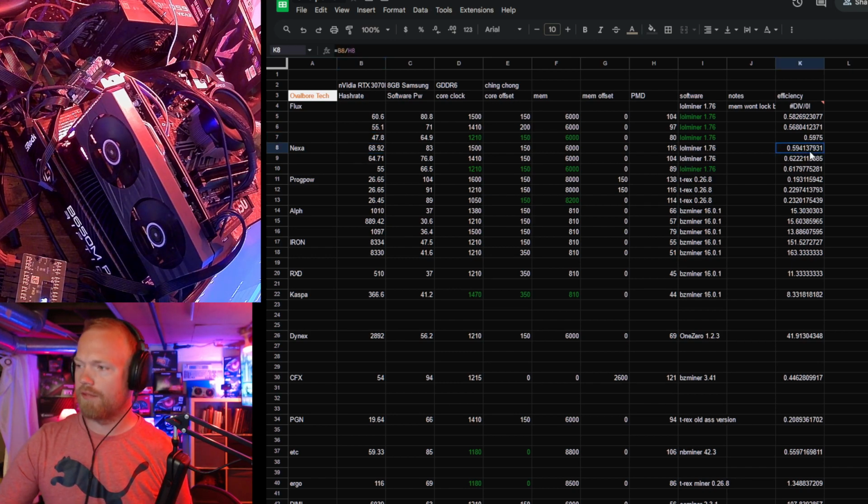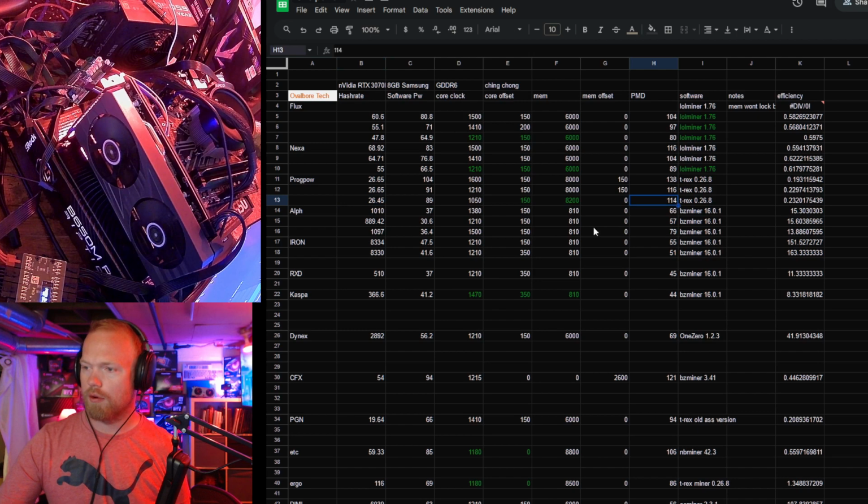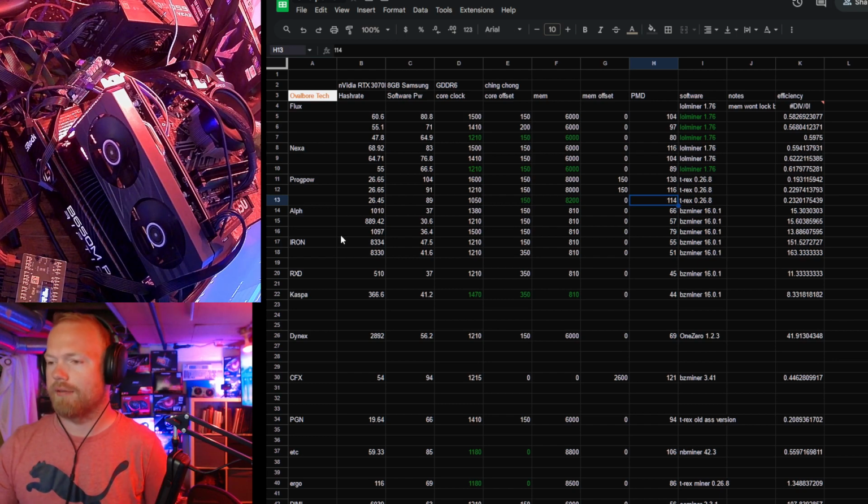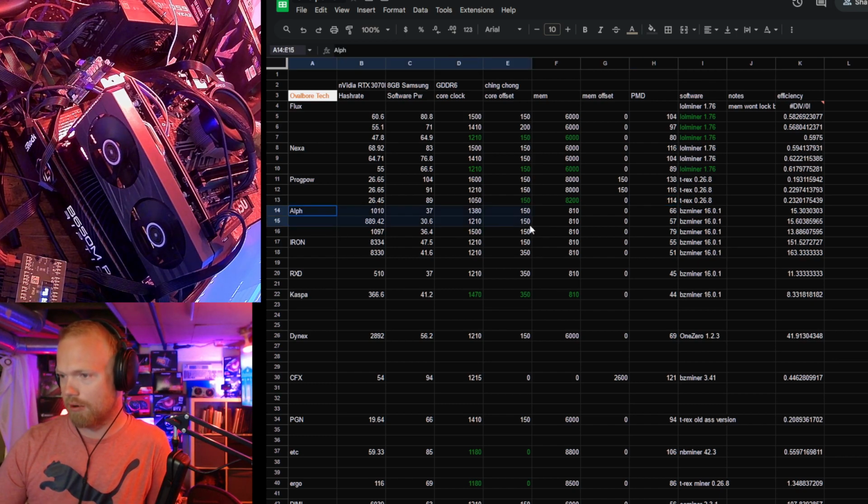Nexa, very good efficiency, up there with the 3080M, so maybe consider running Nexa on these. KawPow, once again, quite good, actually. I wouldn't really have any reservations. 26.45 mega hash, 114 watts. It's not as good as the 3080M, but it's $70 cheaper. So I think this is definitely a better pickup than that if you're between those two cards for KawPow.